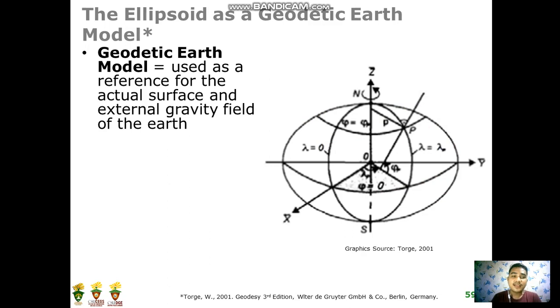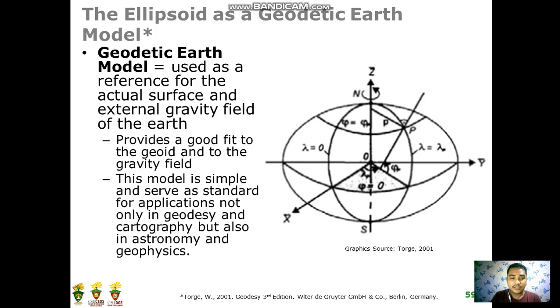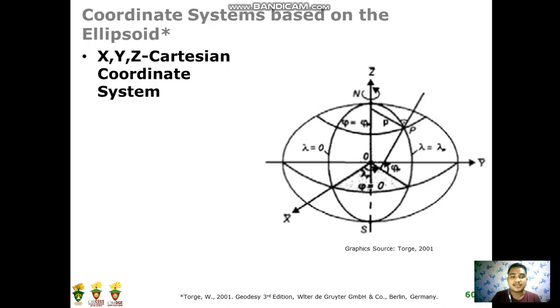So, let's go now to the geodetic Earth model. The geodetic Earth model is used as the reference for the actual surface and external gravity field of the Earth. That is, this provides a good fit to the geoid and to the gravity field. So, as I discussed earlier, the ellipsoid is the approximation, or it fits the geoid. And this model is simple and serves as a standard for application not only in geodesy and cartography but also in astronomy and geophysics.